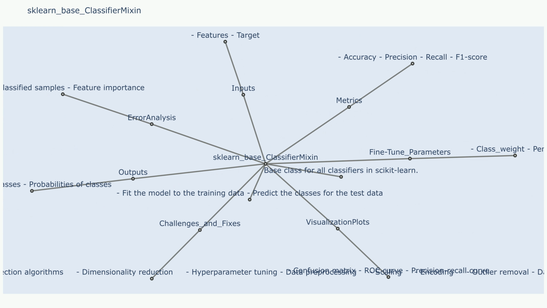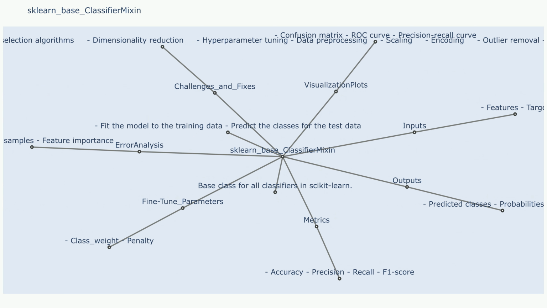Metrics. Accuracy: the proportion of correctly classified instances. Precision: the proportion of correctly predicted positive instances among all instances predicted as positive. Recall: the proportion of correctly predicted positive instances among all actual positive instances. F1 score: the harmonic mean of precision and recall.